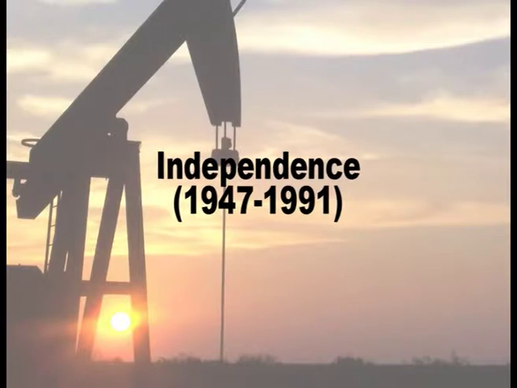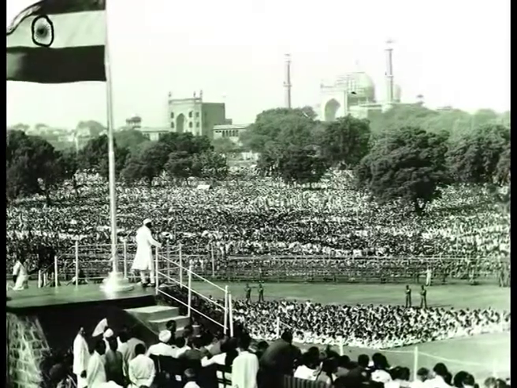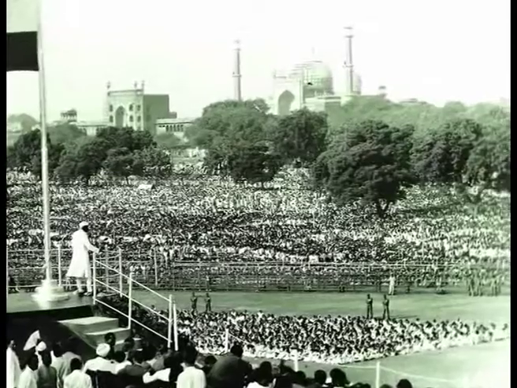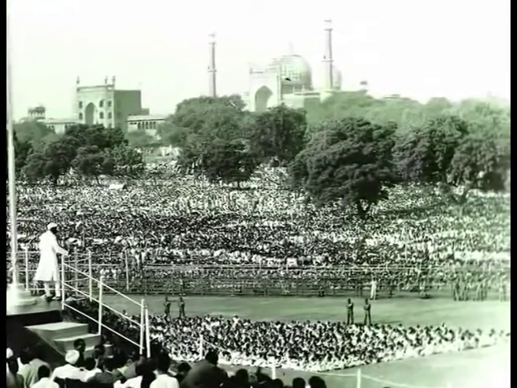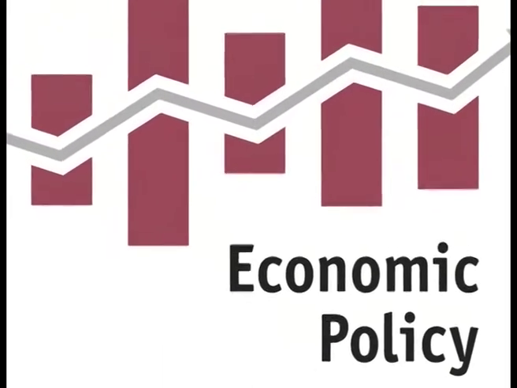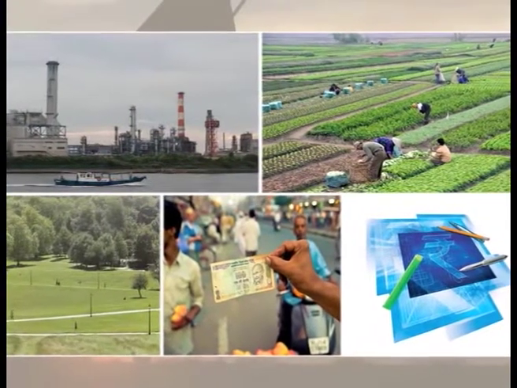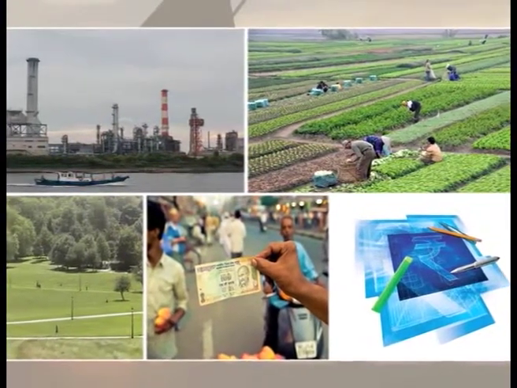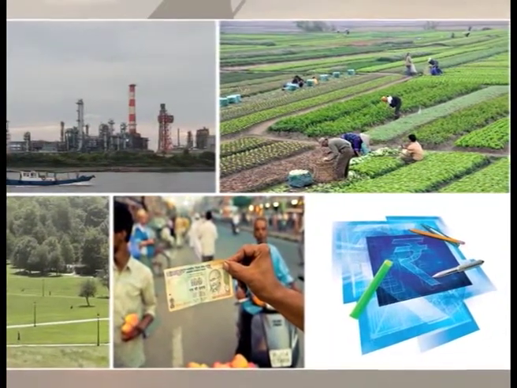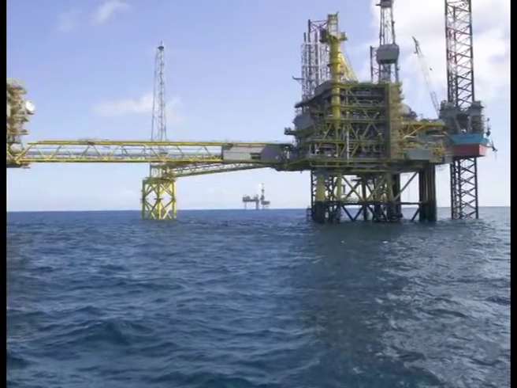Independence, 1947 to 1991. After India won independence in 1947, the new government naturally wanted to move away from the colonial experience, which was regarded as exploitative. In terms of economic policy, this meant a far bigger role for the state. This resulted in a focus on domestic industrial and agricultural production and consumption, a large public sector, economic protectionism, and central economic planning. The foreign companies continued to play a key role in the oil industry.